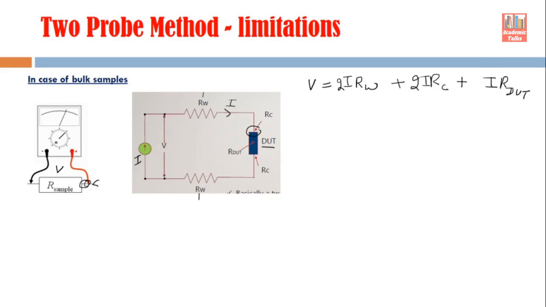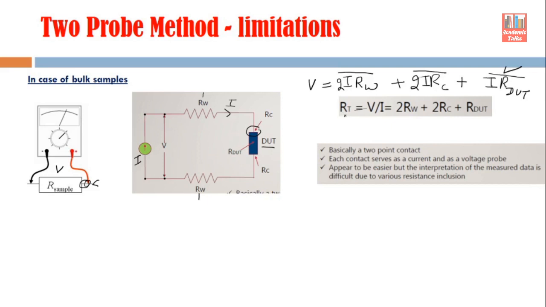So the voltage which is being measured by this voltmeter has components which include the voltage across the wires, the voltage across the contacts, and the voltage across the device under test. We are basically interested in this one, but the voltage being measured here has these unwanted components also. Now if you want to find the total resistance of the entire system, it is given by this expression. V divided by I is common in all these. So V divided by I is RT, the total resistance. That includes 2 times the wire resistance, 2 times the contact resistance, and of course the resistance of the device under test. So these are unwanted components which will create problems.